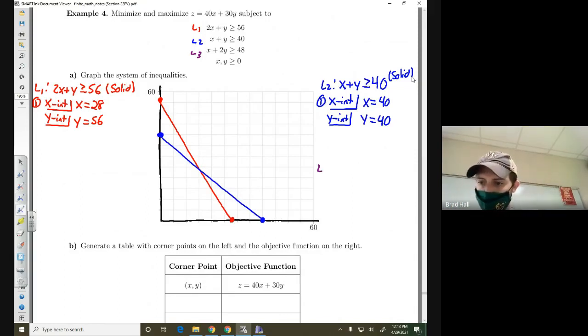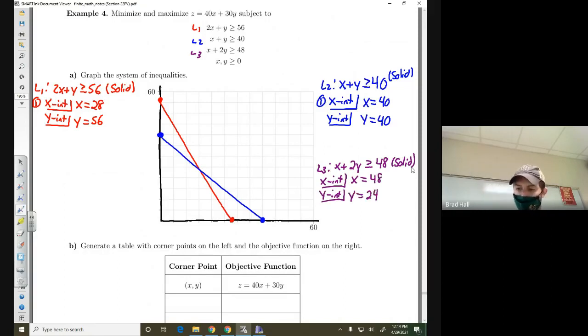And let's do this for the next line. X plus 2y is greater than or equal to 48. The x-intercept and the y-intercept. X-intercept 48 and the y-intercept is 24. After you do the math for those. 40, 45, 48 would be right here, looks like. And 24, 5, 10, 15, 20, 24.